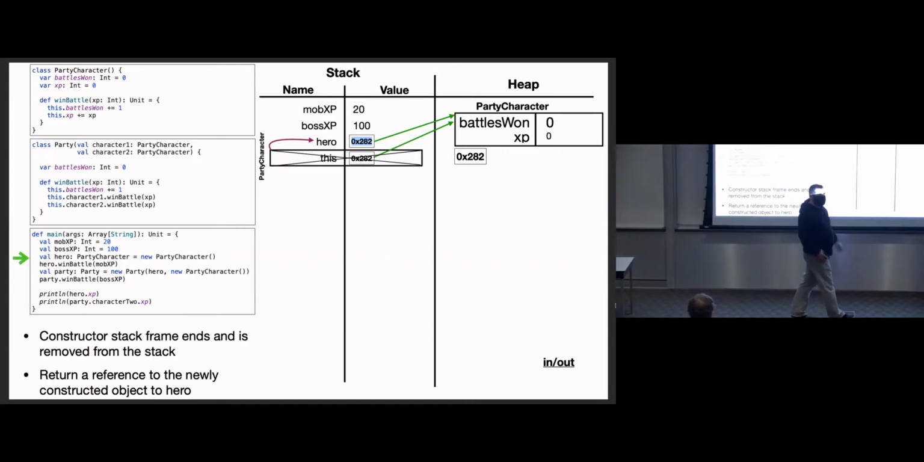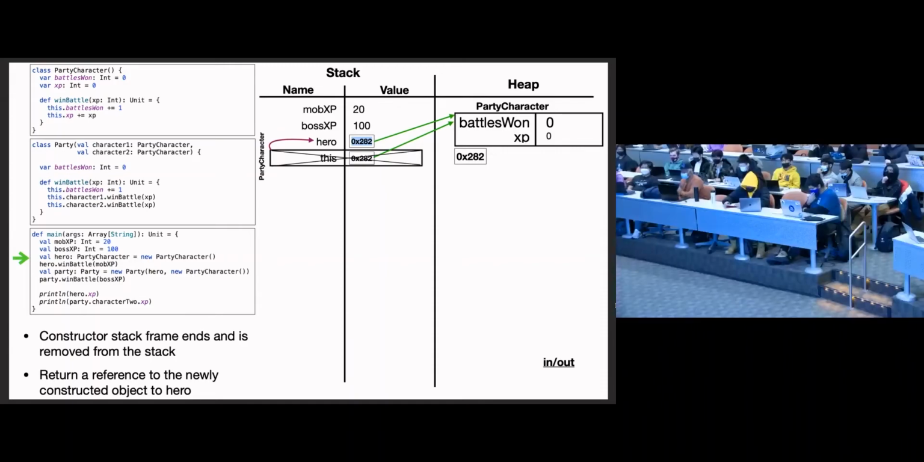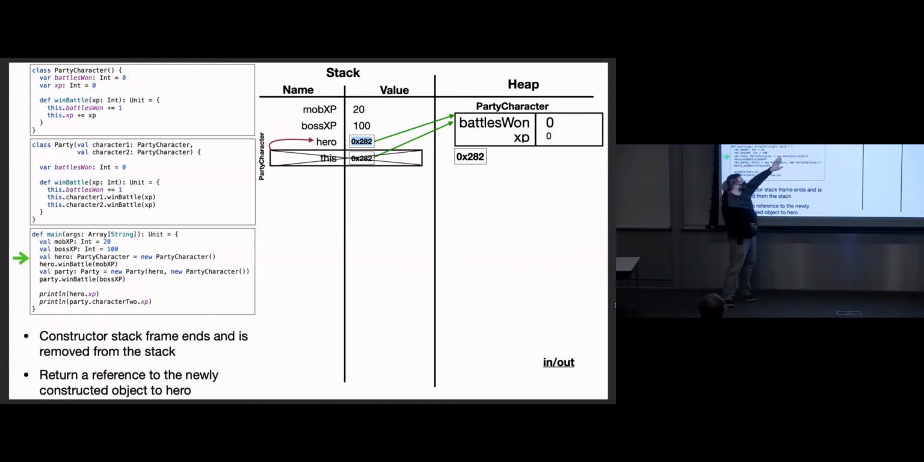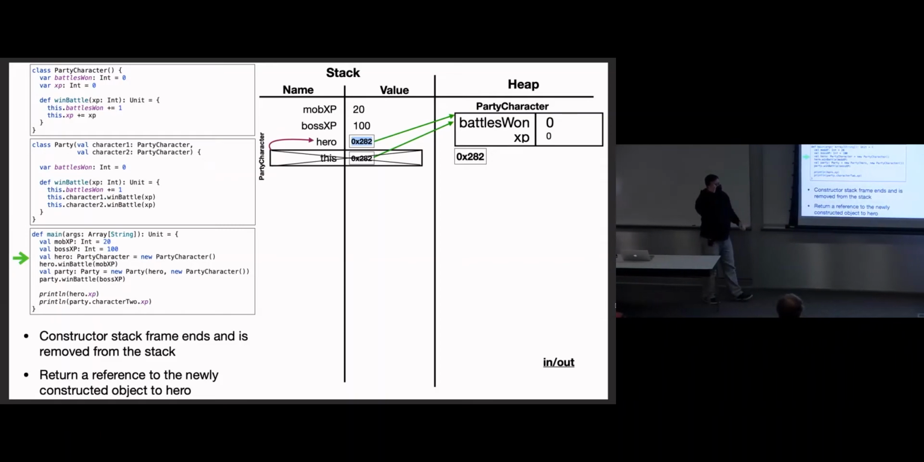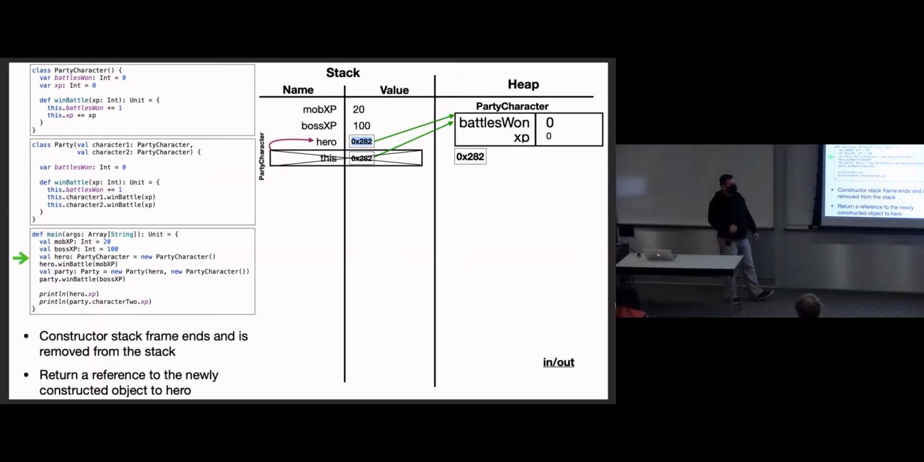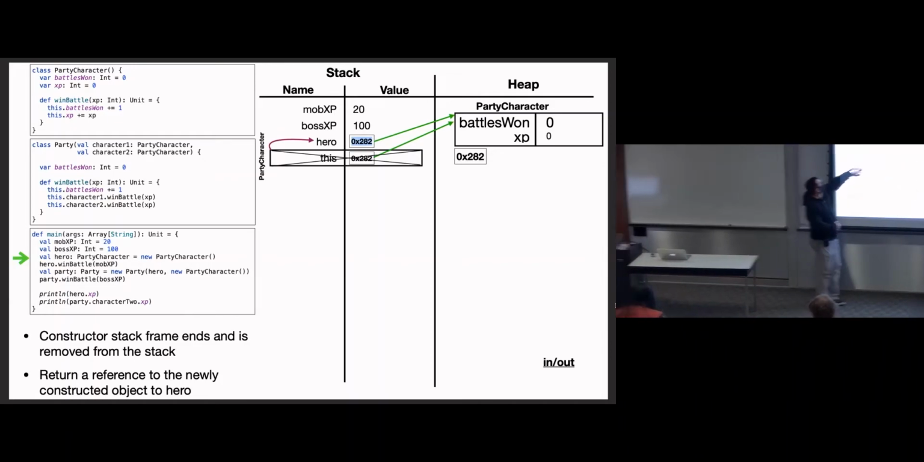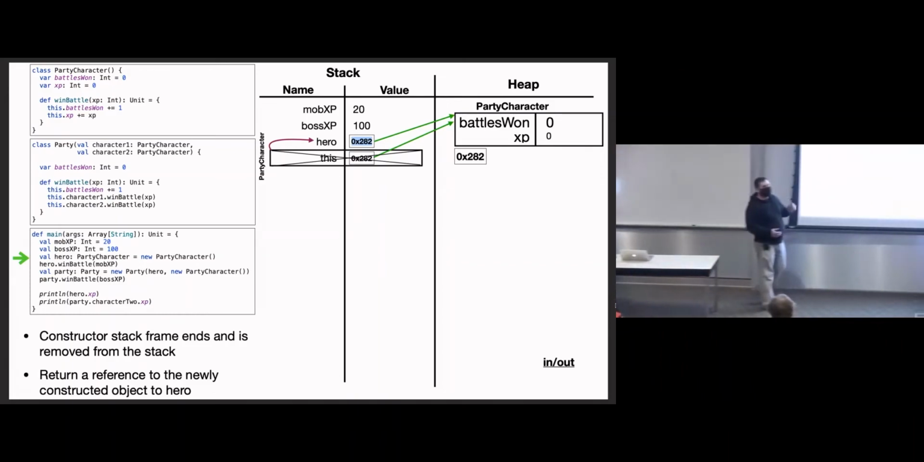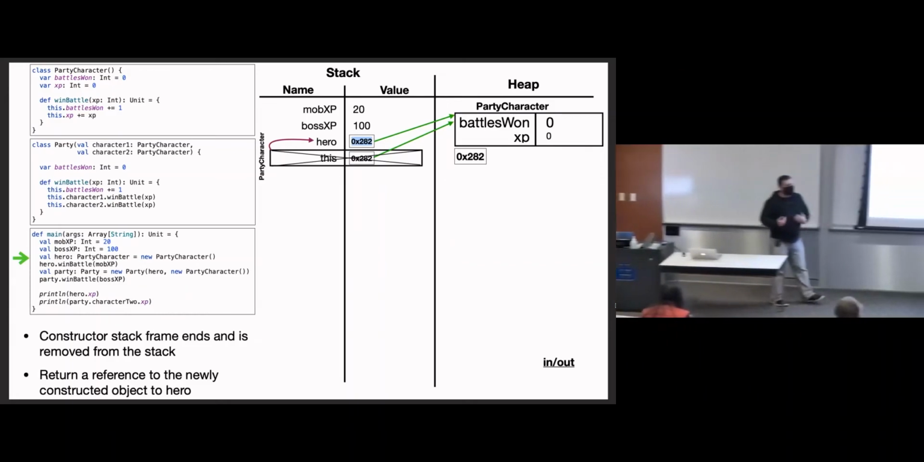Can you explain what new does? New is going to call the constructor. Whenever we call a constructor, we use the keyword new. So new is saying, hey, I want a constructor call instead of a regular method call. Sound good? So when I say new party character, I'm saying create a new object of this type party character, give me a new thing on the heap, call the constructor, and then give me a reference to the new thing that was created.